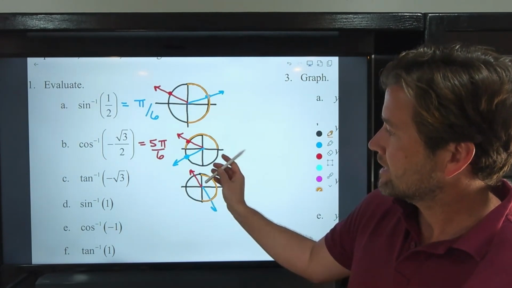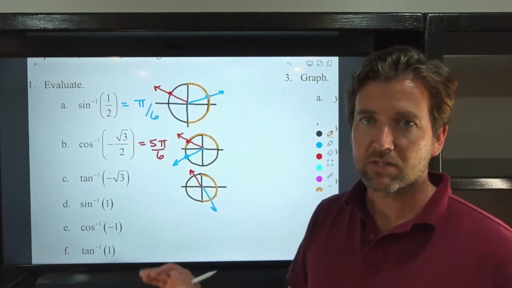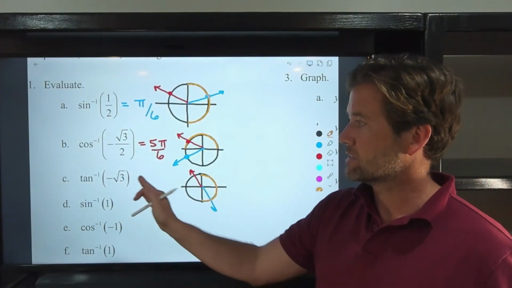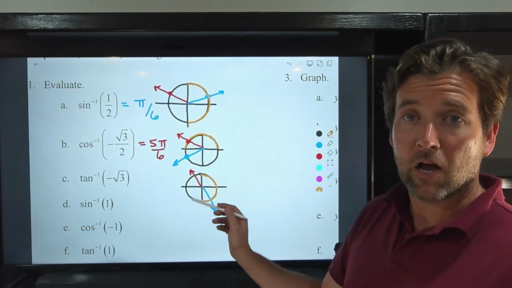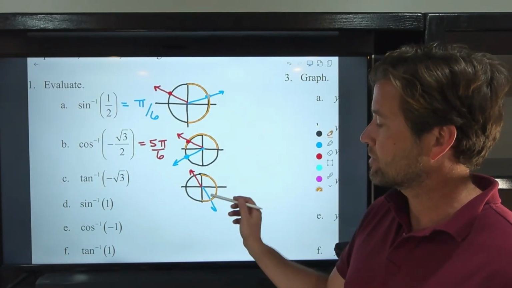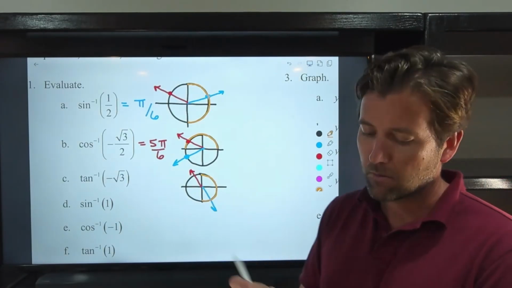Now, I can't say that that angle right there is 5 pi over 3. It is true that the tangent of 5 pi over 3 is negative square root of 3, but again, the arctangent has to output an angle between negative pi over 2 and positive pi over 2. So starting at 0 here, the answer is going to be negative pi over 3.